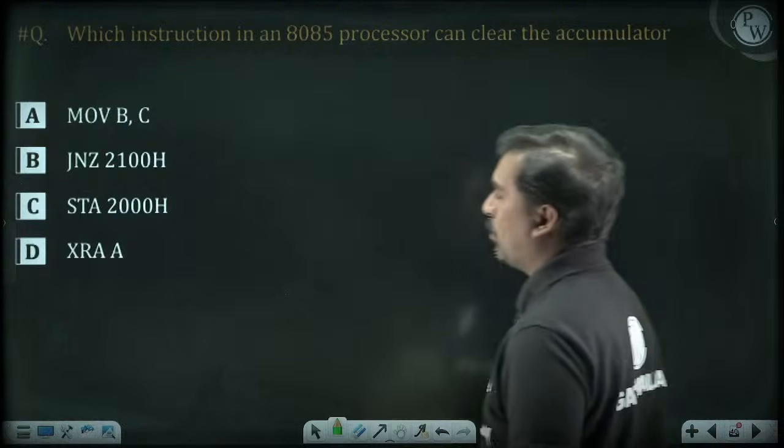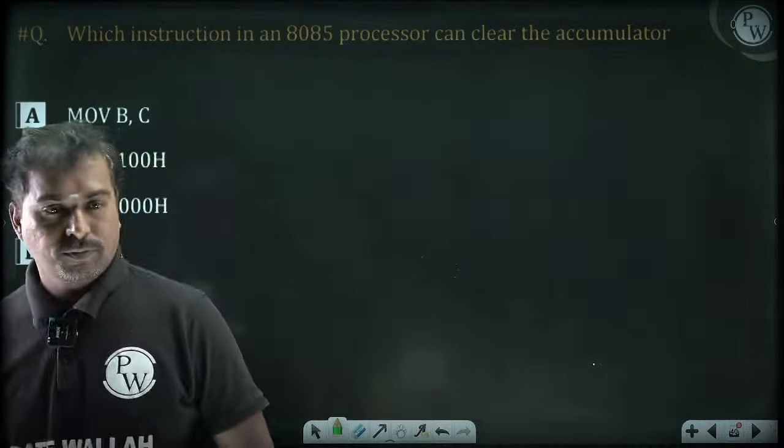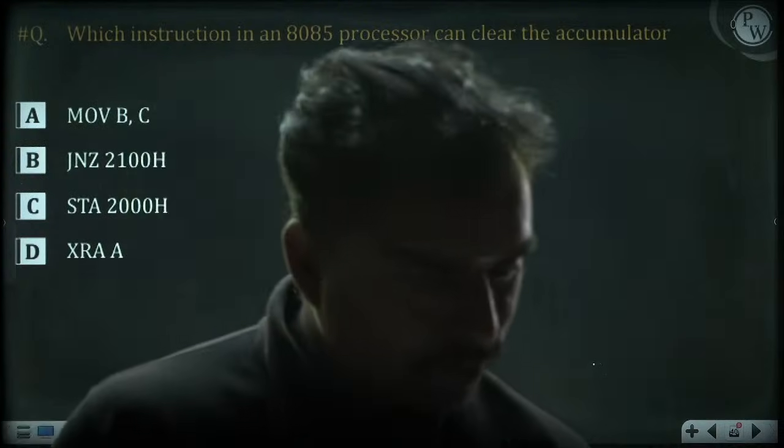Answer this question, make it fast. Yes, good morning.